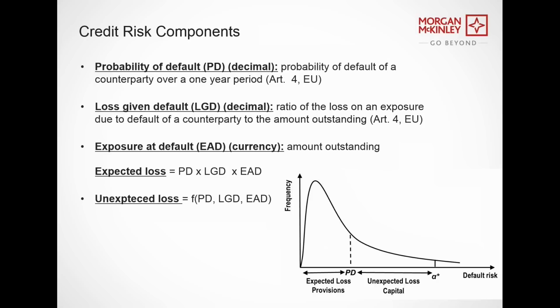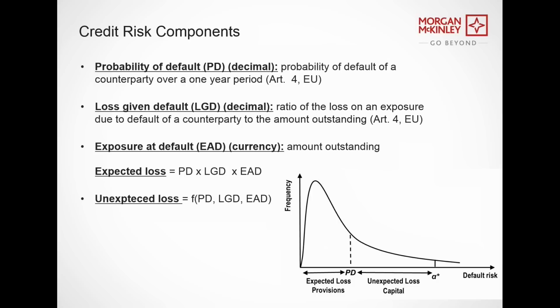A second important parameter is the LGD, which stands for loss given default. That's also measured in a decimal way. It is defined as follows. It's the ratio of the loss on an exposure due to default of a counterparty to the amount outstanding. It's also a parameter that should be estimated using analytics.